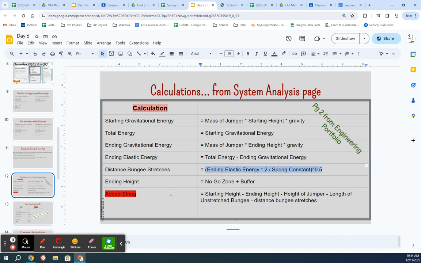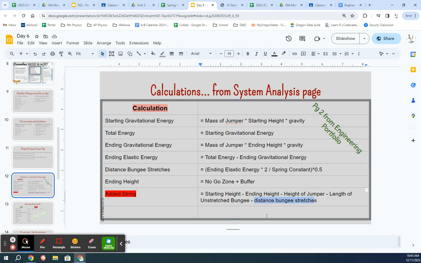The way that we're going to do this: starting height, where we're starting the jump. We're going to subtract off some things. Subtract off the ending height. Subtract off the height of the jumper. Subtract off the length of the unstretched bungee. Subtract off the distance that the bungee stretches. And what's left is how much string we need to add so that they're in just the right location at just the right time.